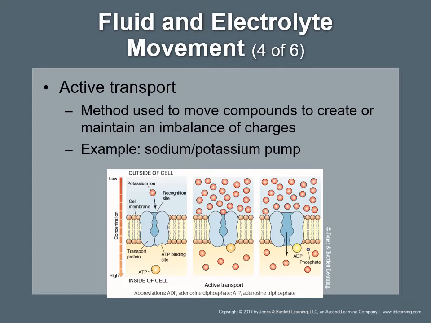Active transport. This is the method used to move compounds to create or maintain an imbalance of charges. Example is the sodium-potassium pump. The cell uses sodium outside of the cell and potassium inside the cell for depolarization. The cell uses energy in the form of ATP and actively transports the compounds across its membrane.